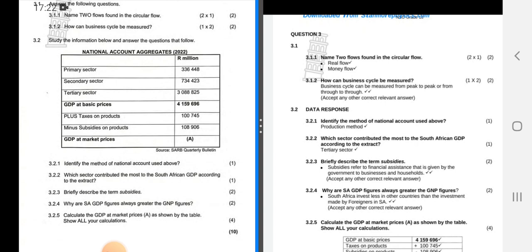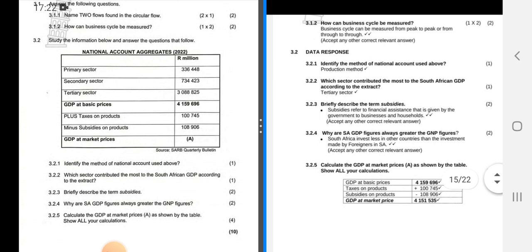with 303,088,825. And then with 3.2.3, please discuss the term subsidy. So a subsidy refers to financial assistance that is given by the government to businesses. So government subsidizes bread, brown bread or rice, so that they remain at a low price. Okay, if they're not subsidized, we'll be paying a hefty amount of money for them.